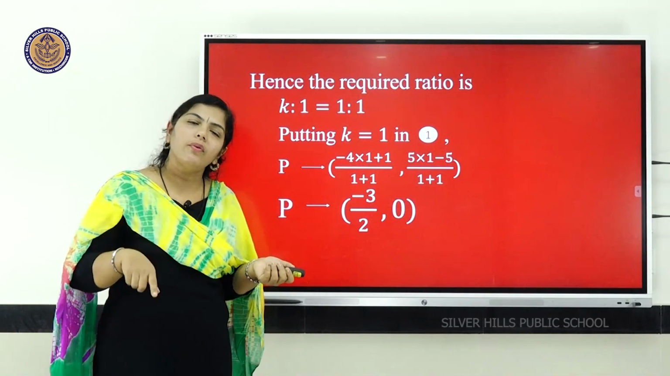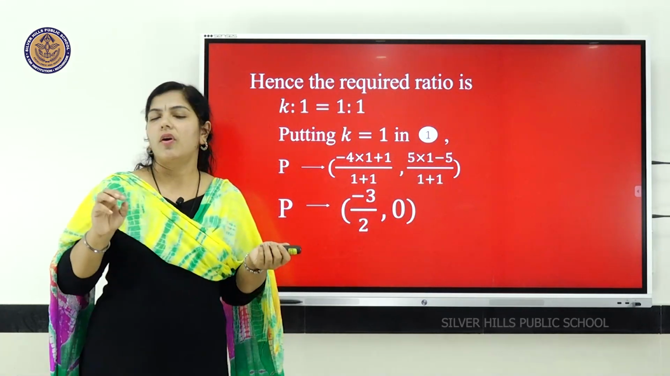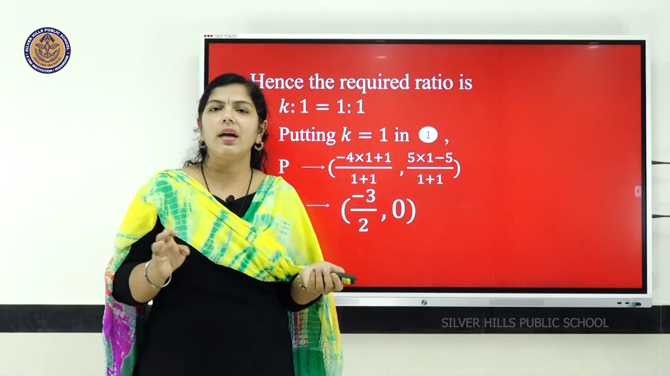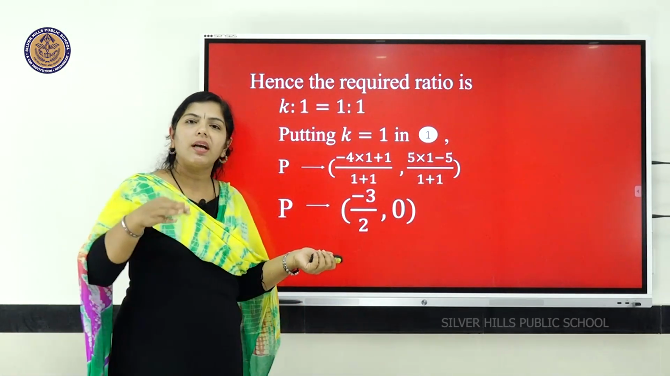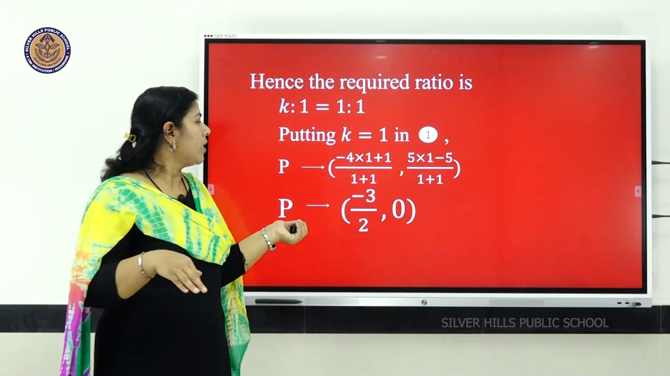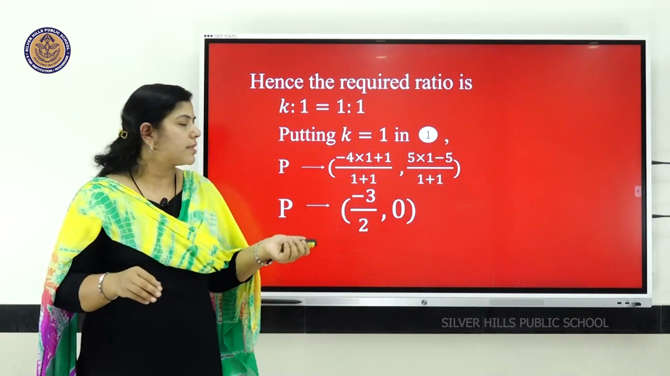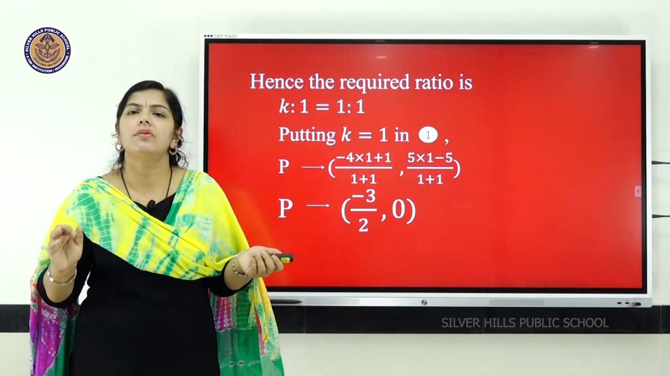That is, we found the ratio in the beginning, we got k is to 1, that is 1 is to 1 as a ratio. Then, substituting that value of k, we got the point of division P as minus 3 by 2 comma 0.